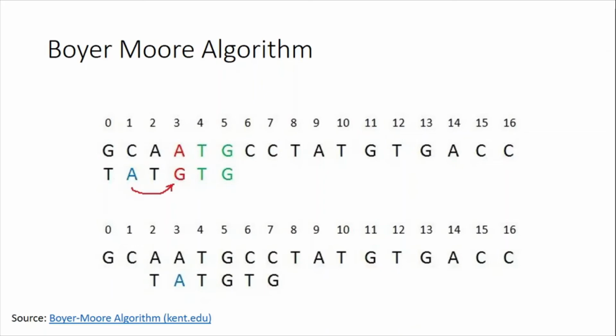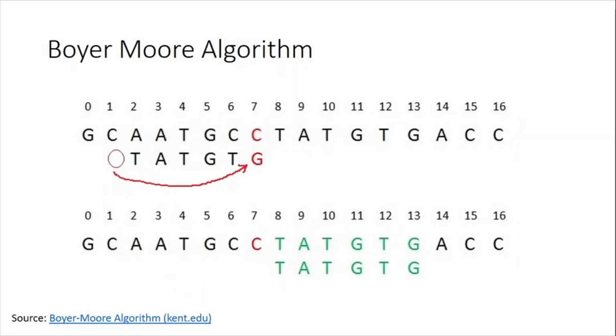Now in this case, when there's a mismatch, it aligns the pattern with the main text in a way that the character that mismatched, A in this case, would line up with the last same character A inside the pattern. In the case there is no such character inside the pattern, it completely forwards it.